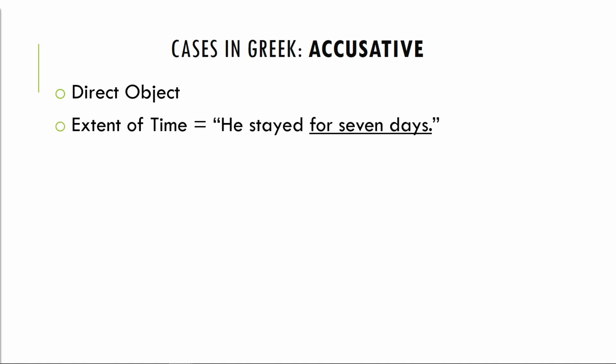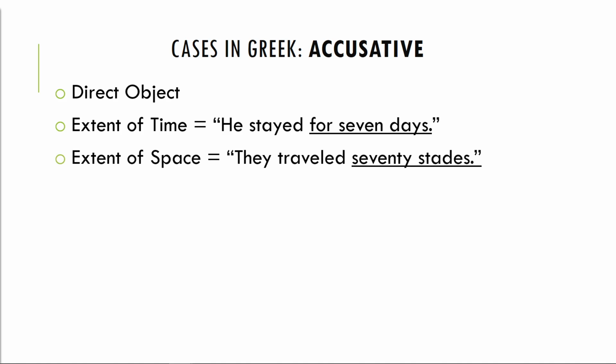It's also used in time statements for the extent of time. He stayed for 7 days. You don't need the preposition for in Greek. You just use the word 7 days and put them into the accusative, and that gives you what's called the extent of time or duration of time.